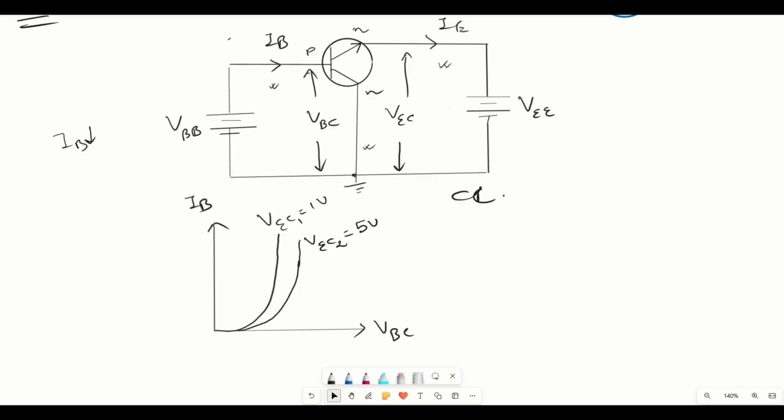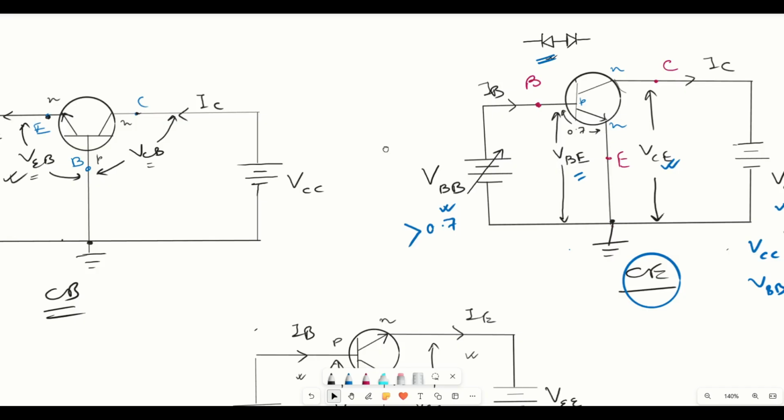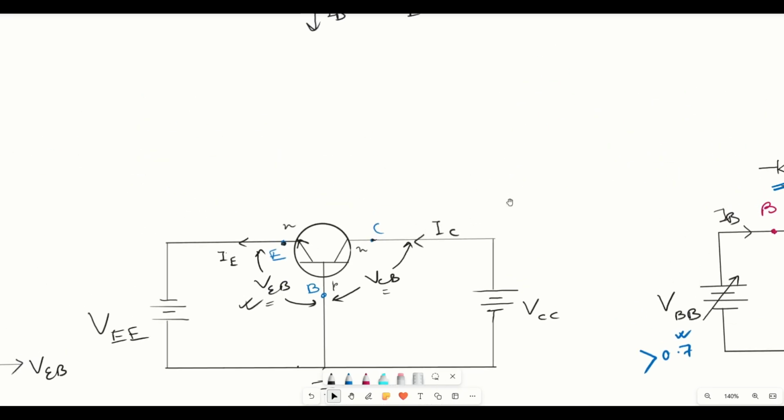Now let us move towards the output characteristics and how it will look like. So for the output characteristics, let us consider common base configuration first, and let's use another color to identify the output characteristics. So now let's see what would be the voltage and currents. So the voltage across the output in common base is given as VCB and the current is IC.